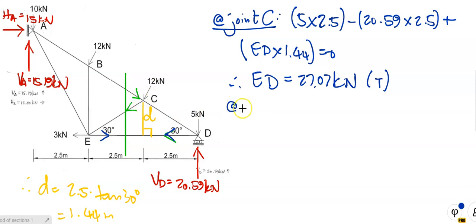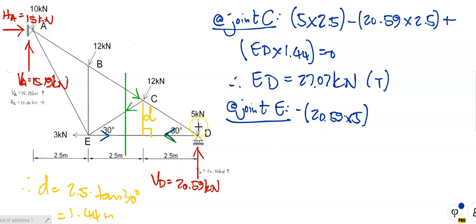So I'm going to say at joint E. Right, so let's see. I'm considering forces to one side of the cut line only. So that's going to be minus 20.59 times 5, plus 5 times 5, plus, because 5 is clockwise about E.